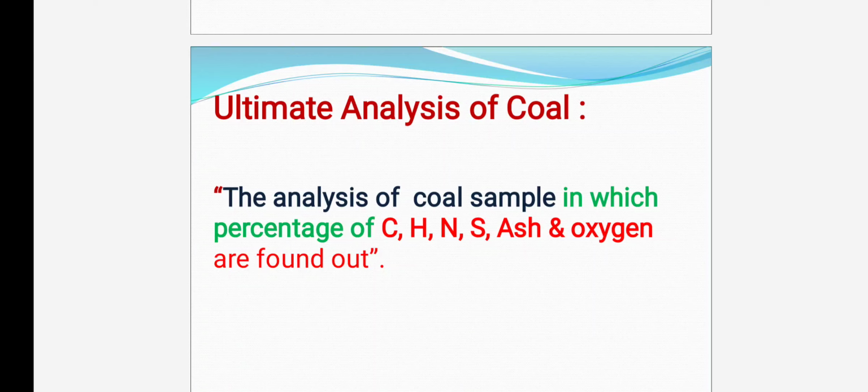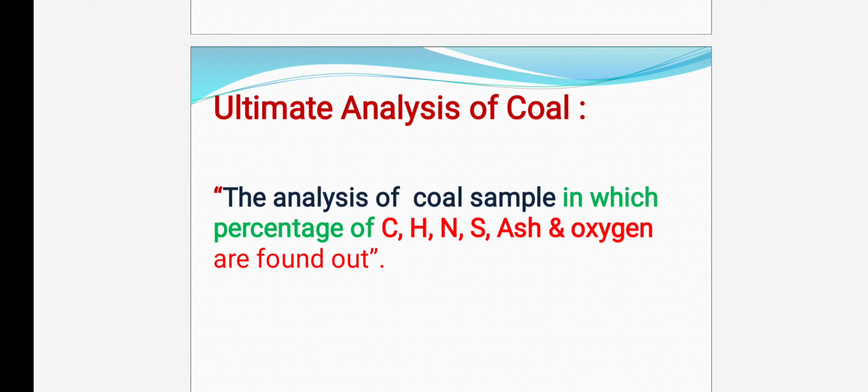In this lecture, we are going to study ultimate analysis of a coal sample. Dear students, as we have seen proximate analysis, in proximate analysis, we found out percent moisture, percent volatile matter, percent ash and percent fixed carbon. Now, in ultimate analysis, we are going to find percentage of carbon, hydrogen, nitrogen, sulfur, ash and oxygen.